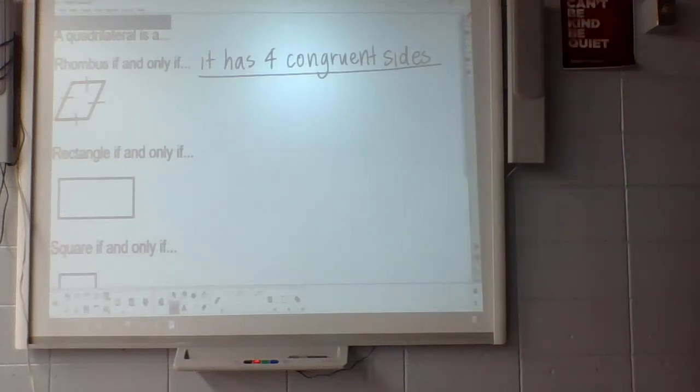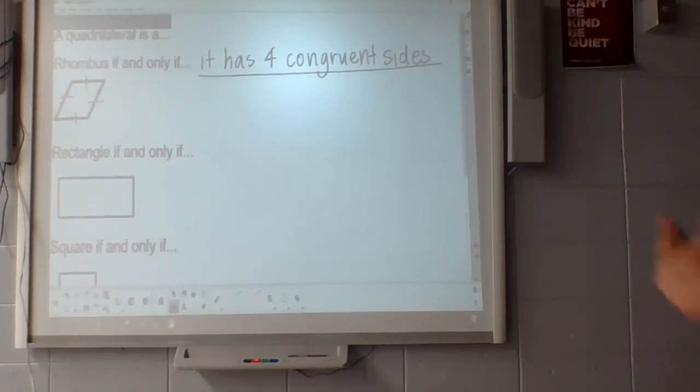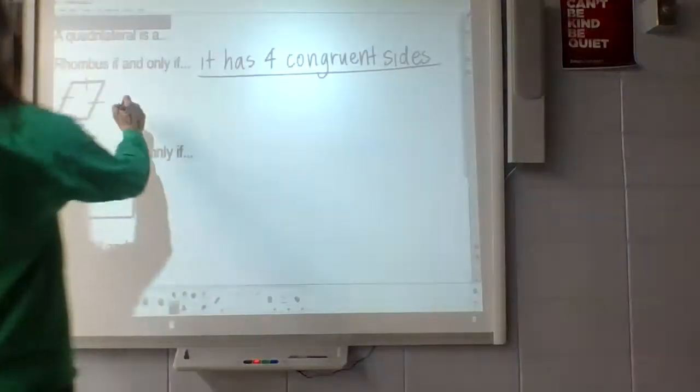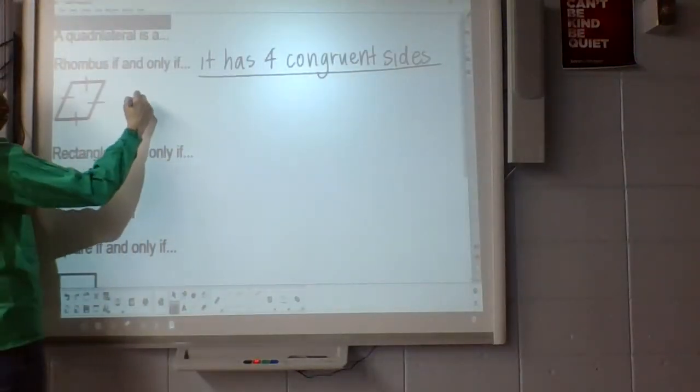So it becomes a rhombus if it has four congruent sides. Now I want to get a little more specific with you as well. Basically a rhombus, like Abby mentioned, the opposite sides are equal. A rhombus is a parallelogram that has four equal sides. So it has all the properties of a parallelogram.